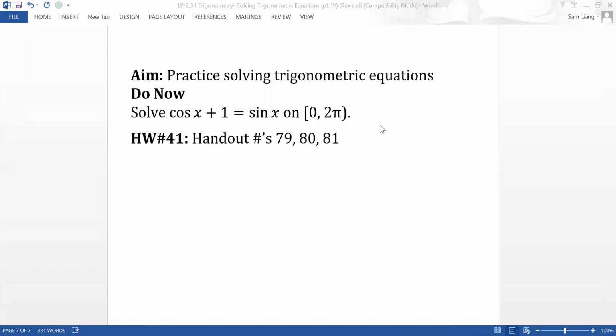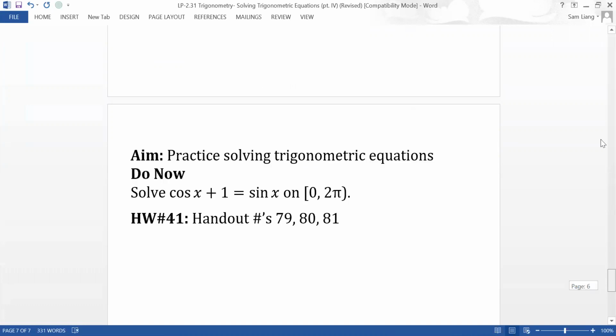Okay, so I do want to give everyone time to work on the classwork today. So I'm just going to go ahead and go over the do now solution. I'm going to scroll up for that.